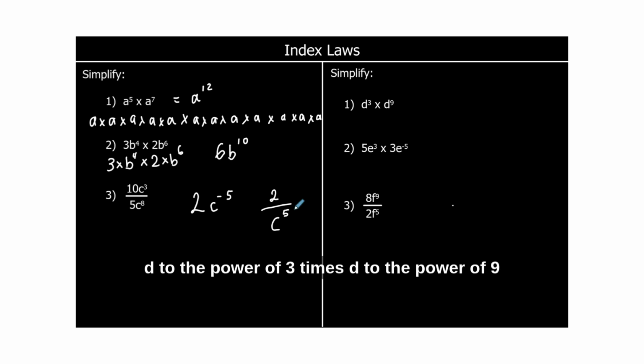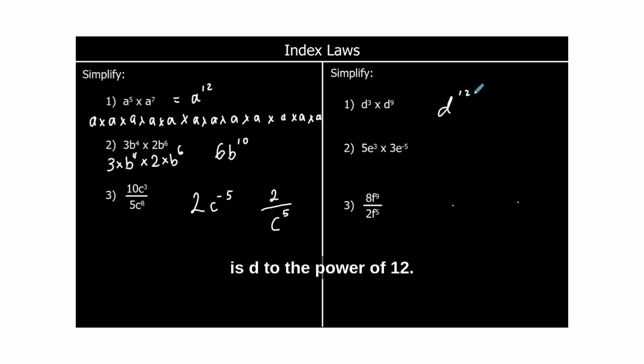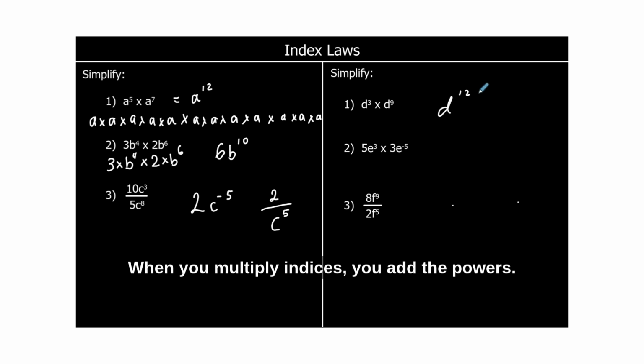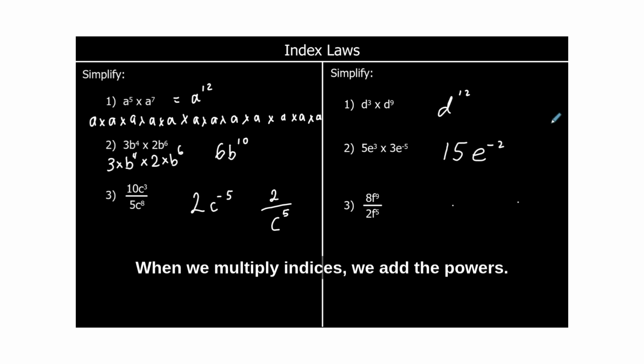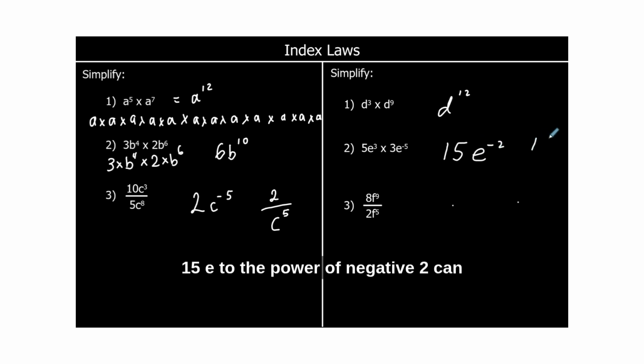So question 1, d to the power of 3 times d to the power of 9 is d to the power of 12. When you multiply indices, you add the powers. Question 2, we can do 5 times 3, which is 15. And then we add 3 and negative 5, which gives us negative 2. When we multiply indices, we add the powers. And again, same as the one over here, 15e to the power of negative 2 can also be written as 15 divided by e squared.